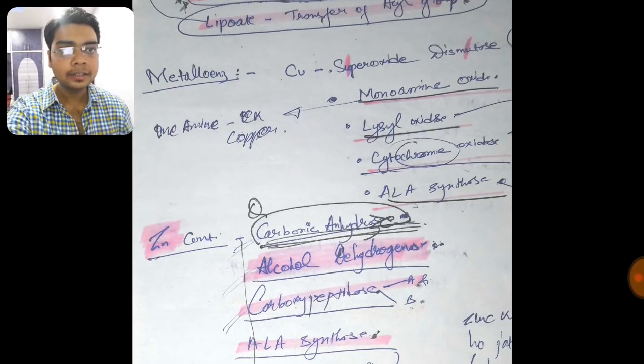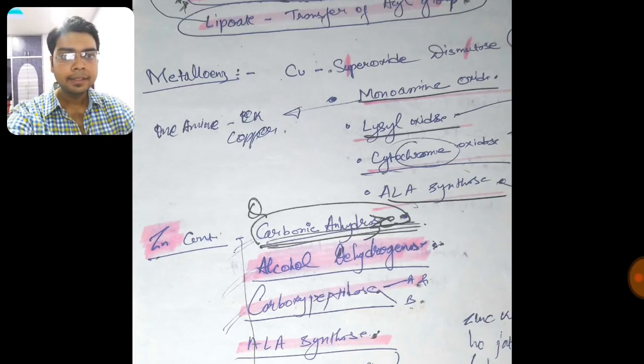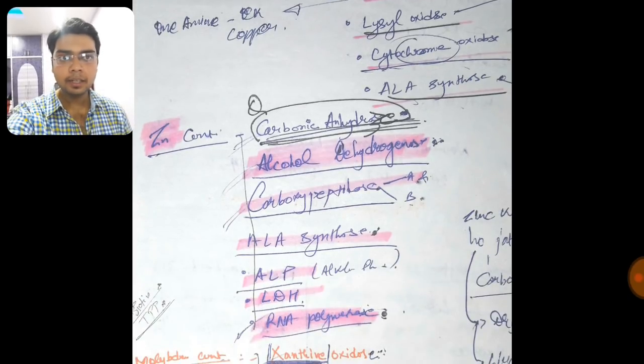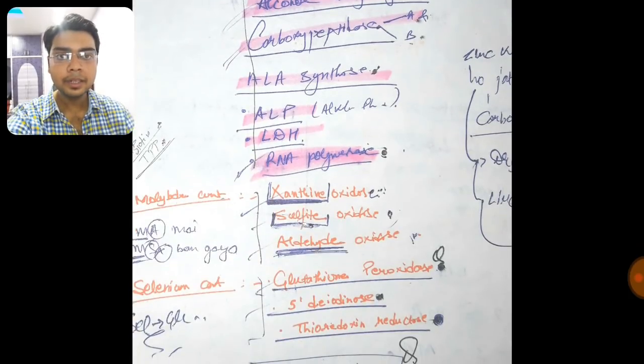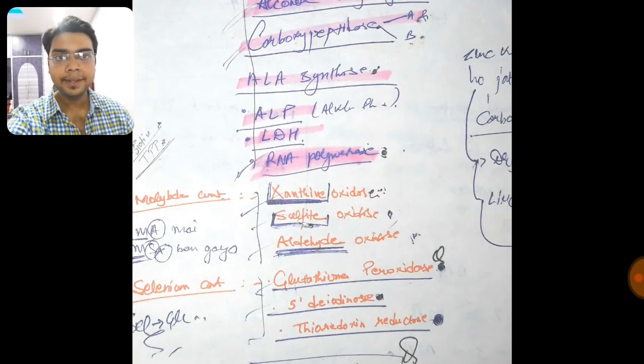Copper: superoxide dismutase, monoamine oxidase, lysyl oxidase, cytochrome oxidase, ALA synthase, all for copper. Zinc: carbonic anhydrase, alcohol dehydrogenase, carboxypeptidase, ALA synthase, ALP, LDH, RNA polymerase. Molybdenum is something which they very frequently ask: xanthine oxidase, sulfite oxidase, aldehyde oxidase.